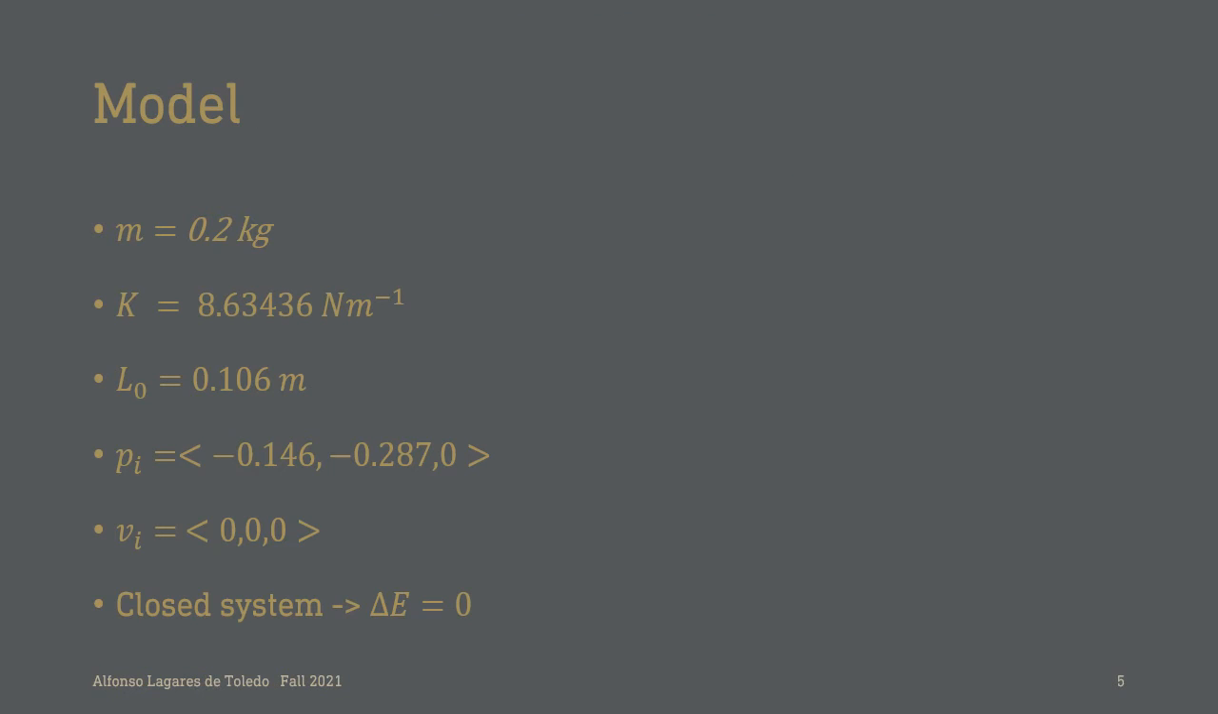Going on to the model, I created a GlowScript script that simulated the forces acting on the mass and the spring as it oscillated. I defined a few initial conditions for my system. The mass of the whole mass spring assembly was recorded to be 0.2 kilograms, and the spring constant was measured to be 8.63 newtons per meter. The relaxed length of the spring was 0.106 meters. This value will be extremely important when calculating the spring force experienced by the mass. The initial position was pulled from the experimental data, and the initial velocity was assumed to be zero, as the mass was dropped from rest. I also assumed the system was closed, meaning that the total energy in it was not changing.